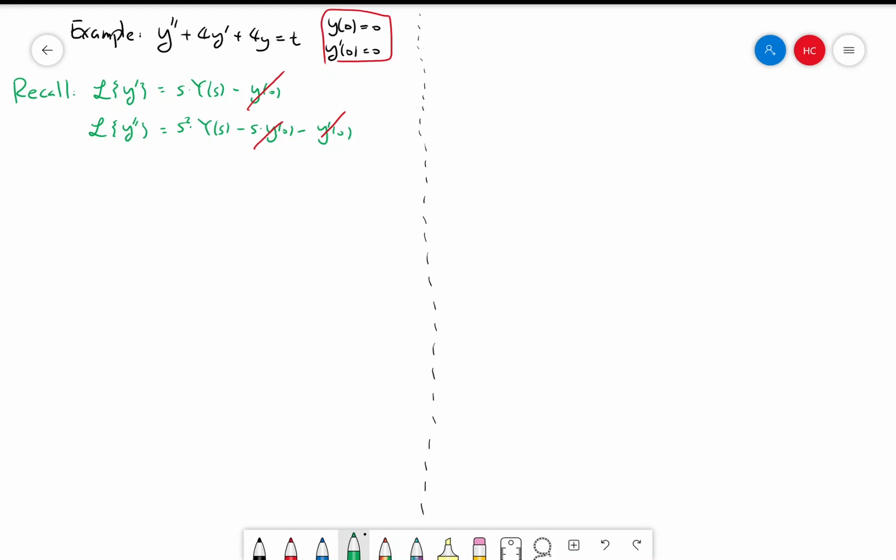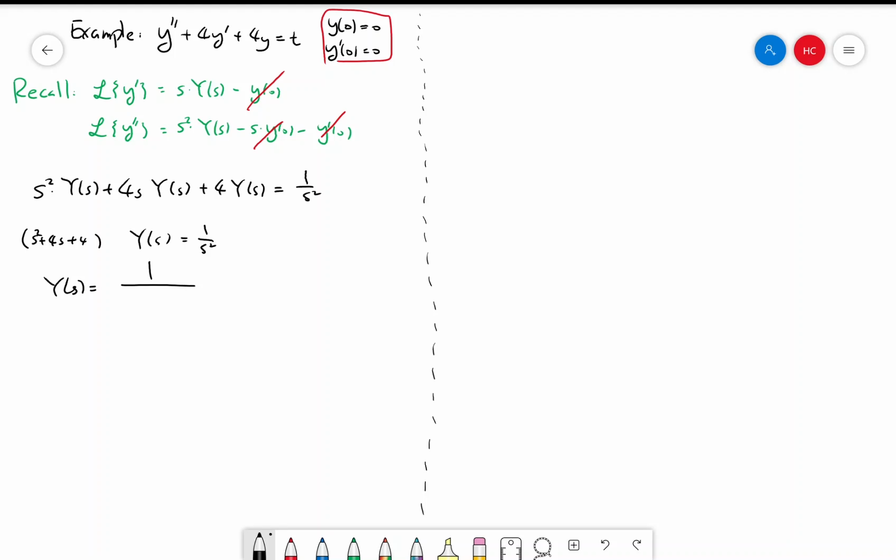So the Laplace transform of the left-hand side is s squared times uppercase Y plus 4s times uppercase Y plus 4 times uppercase Y. And on the right-hand side, the Laplace transform of t is 1 over s squared. Factor out the Ys, we get s squared plus 4s plus 4 times Y equal to 1 over s squared, which tells us that Y is equal to 1 over s squared times s squared plus 4s plus 4. And we know the second factor is equal to s plus 2 squared.